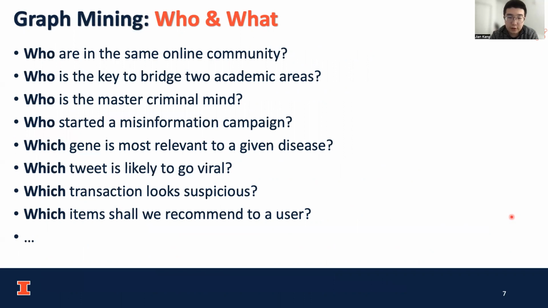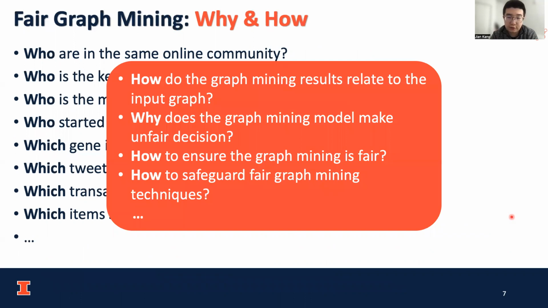In order to answer this question, it is essential to propose a paradigm shift from answering the who and what questions for graph mining to understanding the how and why for fair graph mining. For example, some typical questions include: how do the graph mining results relate to the input graph, why are the graph mining results unfair, and how to ensure fairness in graph mining?